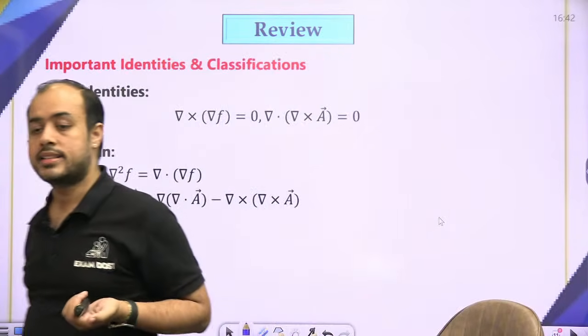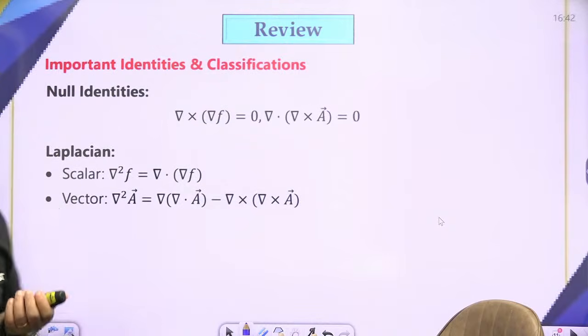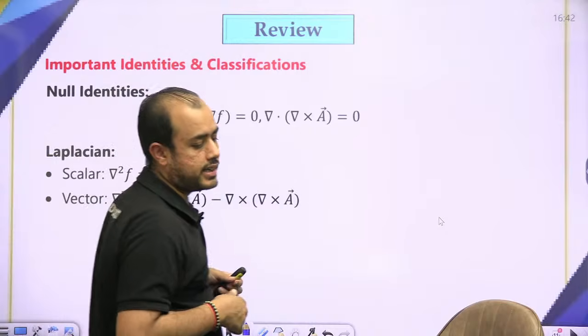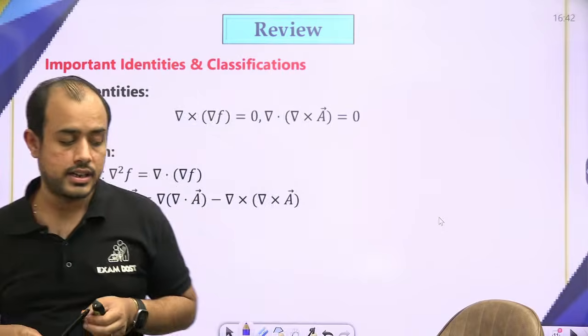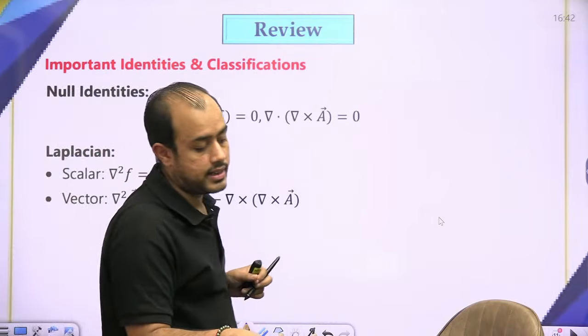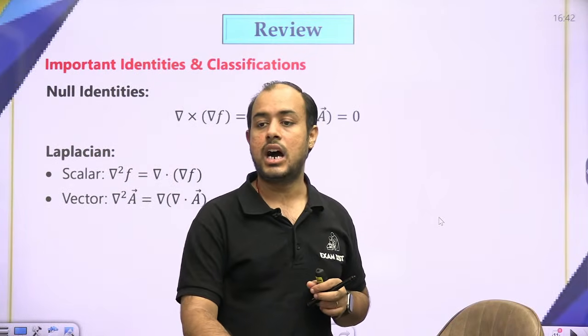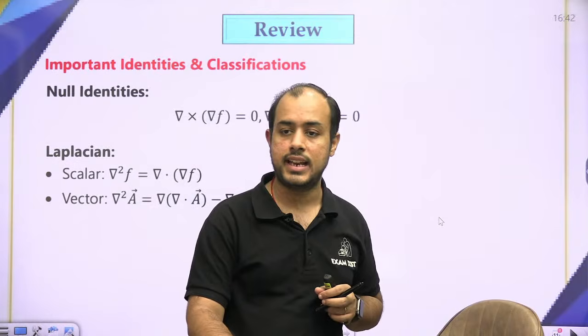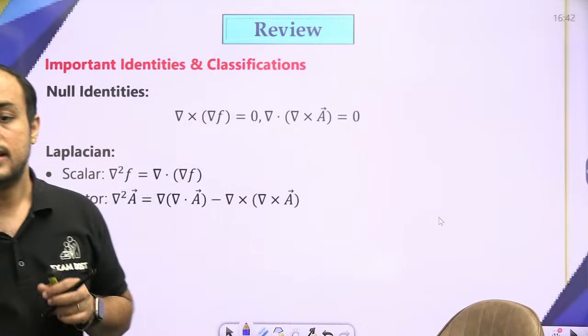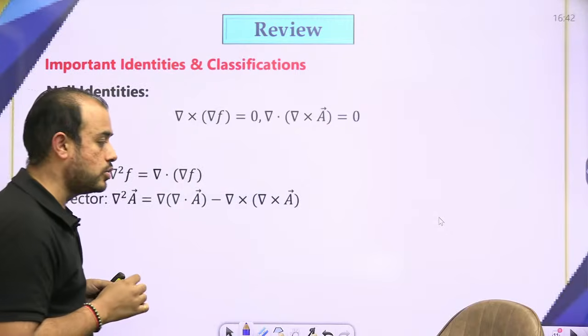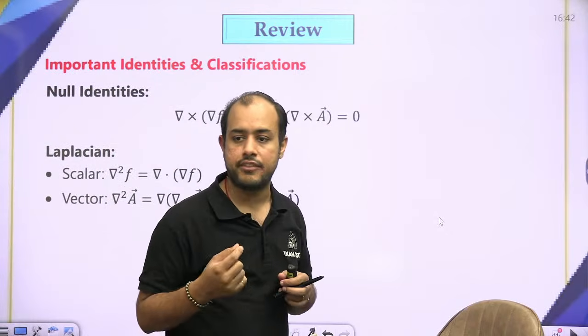I told you the general method also, beta, for finding the gradient, divergence, curl, and Laplacian. There are two null identities: curl of gradient is 0, and divergence of curl is 0. And then how to take the Laplacian? For a scalar, it is divergence of gradient, and for a vector, we have to take the Laplacian of each and every component.